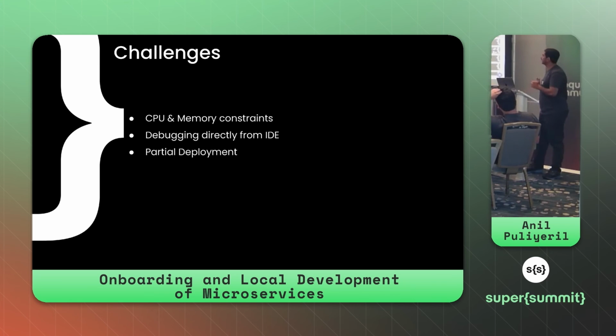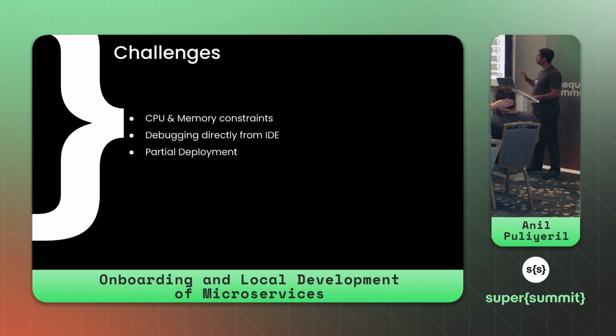So, some of the challenges: CPU and memory constraints. I think this is definitely something that we all have to acknowledge. Every time you start Kubernetes, there is some kind of CPU and memory that you're given, so there are some constraints on that. Debugging directly from the IDE is something that I haven't set up yet, but you can definitely do it because Docker also supports port forwarding and all that.